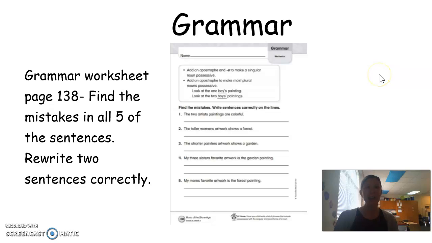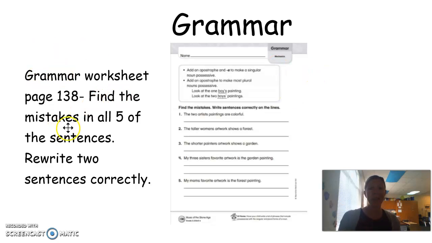All right, grammar. You're going to actually do 2 grammar sheets today. The first one, this is tricky stuff. We went over this before in the year, but it is tricky. It's possessive nouns, plural possessive nouns, okay? So when we talk about the example they give us, look at one boy's painting. Look at where the apostrophe is before the S, because there's just one boy. Look at the 2 boys' paintings. 2 boys, which means the apostrophe is after the S. It is tricky. It just takes a lot of brain power.